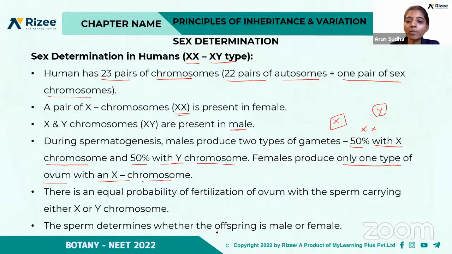So if the offspring takes up the X chromosome from the father, then it will be XX. Or if the offspring takes the Y chromosome from the father, it is a male. Okay, so XY means male and XX is female. So this is the sex determination in humans, that is XX and XY type.